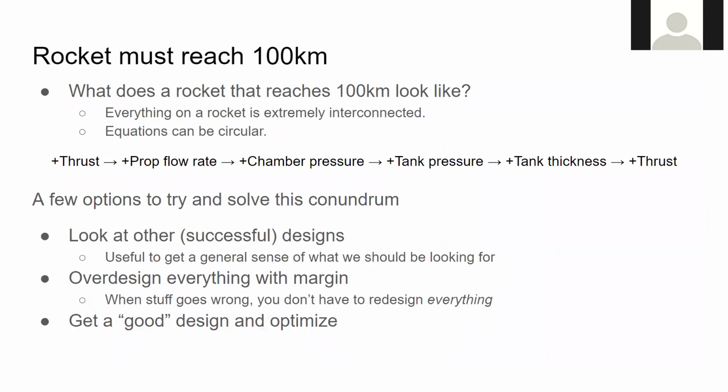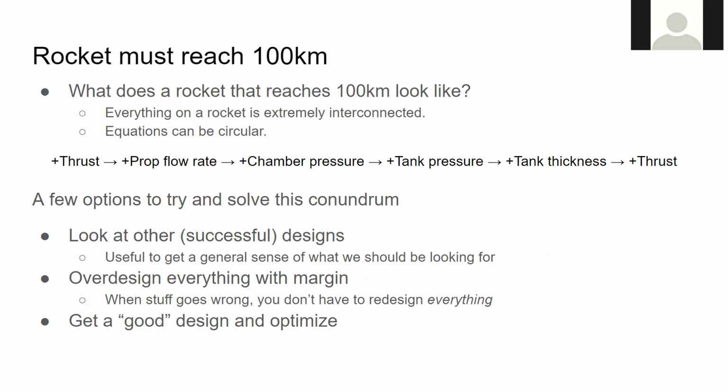So the biggest question is, what does a rocket that reaches 100 kilometers look like? And while it may seem like a simple question, it has a very complex answer, and getting to that answer is quite complex. The reason for that is everything on a rocket can be quite interconnected, and sometimes the equations can be circular.